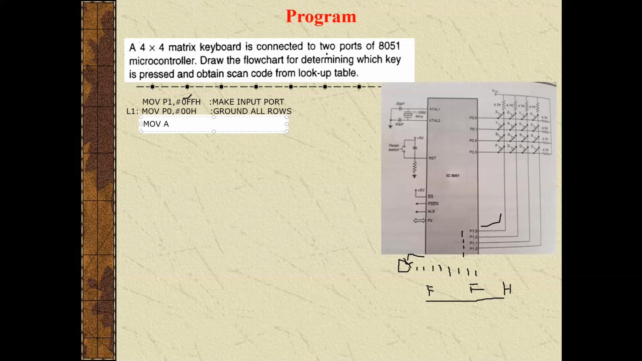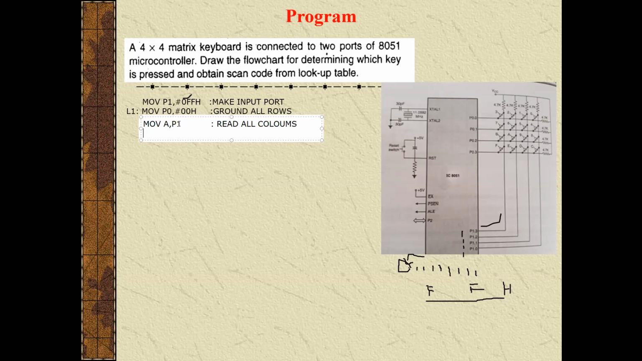MOV A, P1. Why? Because we first want to read all the columns. Here we are reading all the columns, checking whether all the columns are high or not, so we move this data into our accumulator.